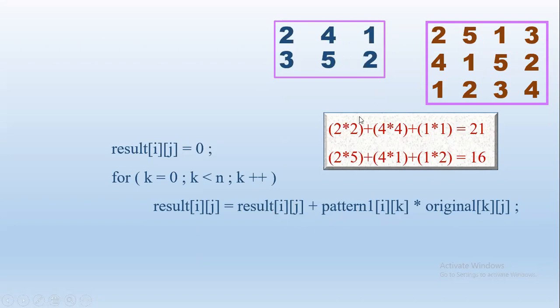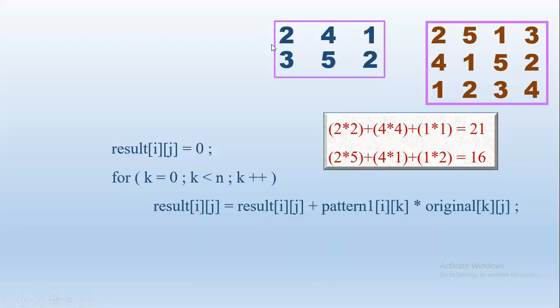Result of IJ, we are adding each element with the result first. So 0 into 2, 0 plus 2 into 2, we will get 2. Now only K will increment. So it becomes pattern of 0, 1 into original of 1, 0. So 4 into 4, that is the next element. Then K will get incremented to 2. So pattern of 0, 2, which is 1, will be multiplied with original of 2, 0, which is 1. So we get the third element, and we add that to result. So at the end of this, we have got 21.